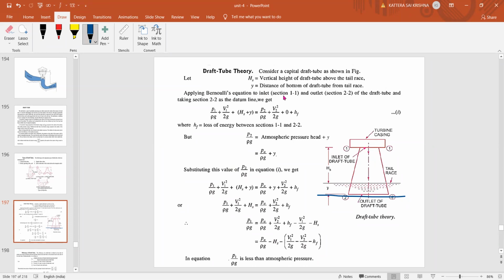Applying Bernoulli's equation at the inlet and outlet of the draft tube and taking section 2 as your datum line, we get P1 by rho g plus V1 square by 2g plus Z1, which is nothing but the height from the datum you need to take for this first section. So it is HS plus Y, equal to, at section 2, P2 by rho g plus V2 square by 2g plus datum head. It is joining the datum line, so there won't be any Z2 value, which will be equal to 0, plus losses, which is HF, right?